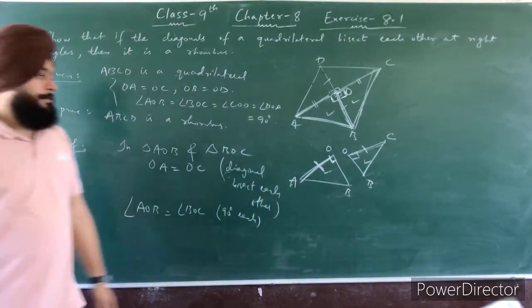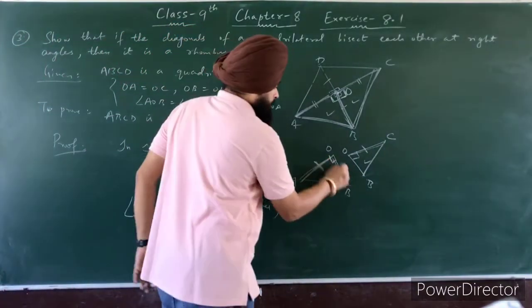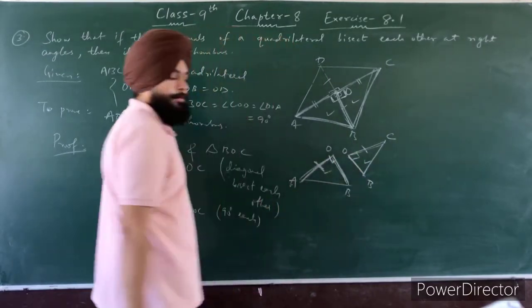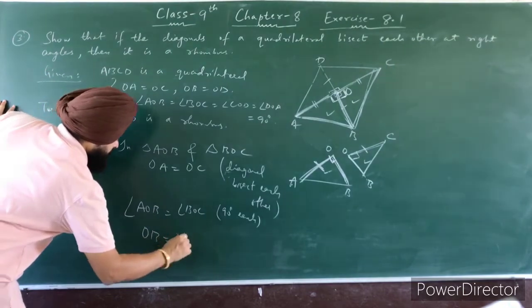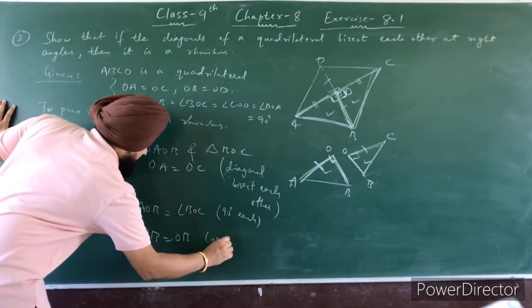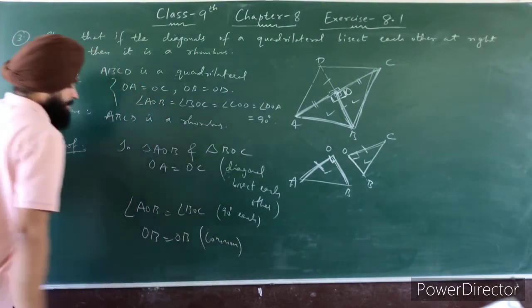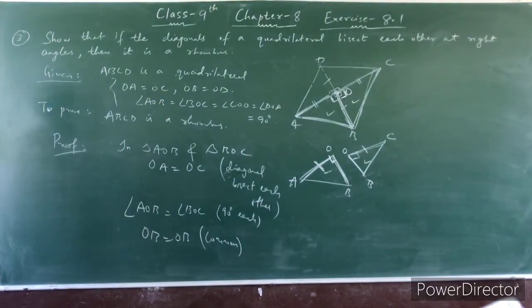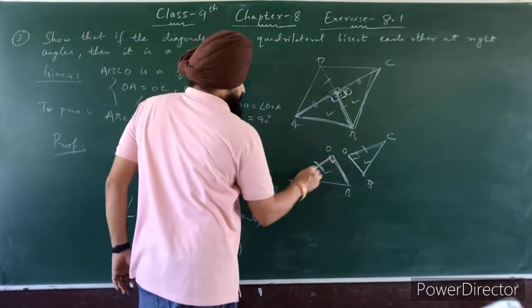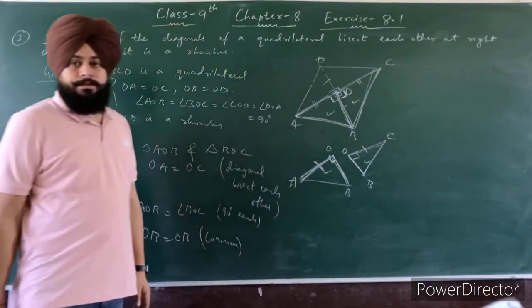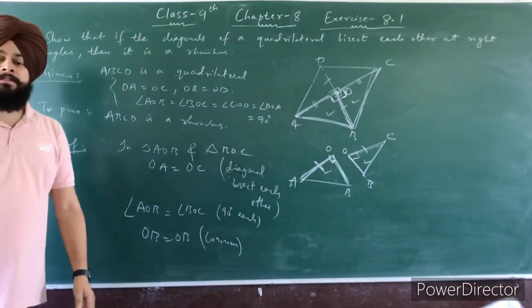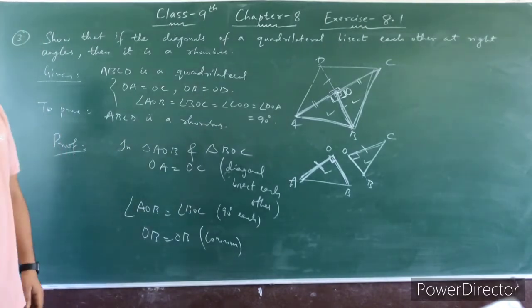The third one is, you can see here, this is common. This one and this one. Side OB is equal to OB. So this is side, this is angle, this is side. So which criteria is here? By SAS, side, angle, side.